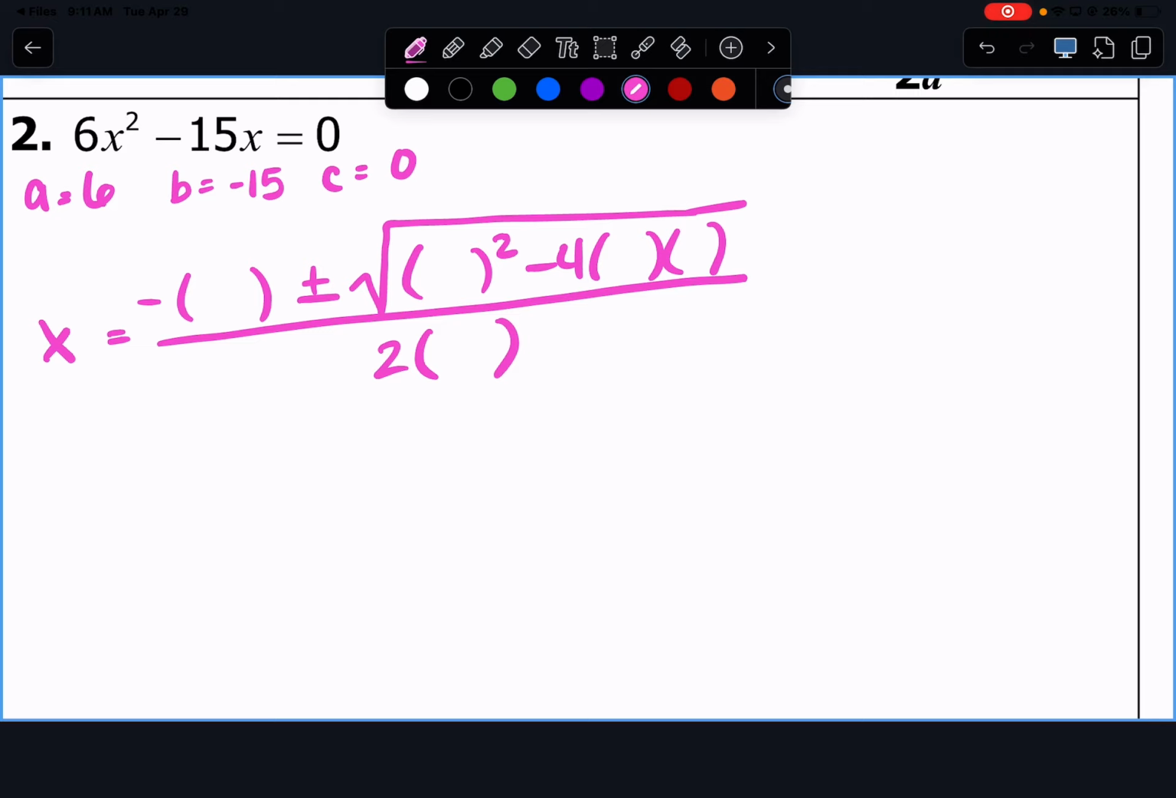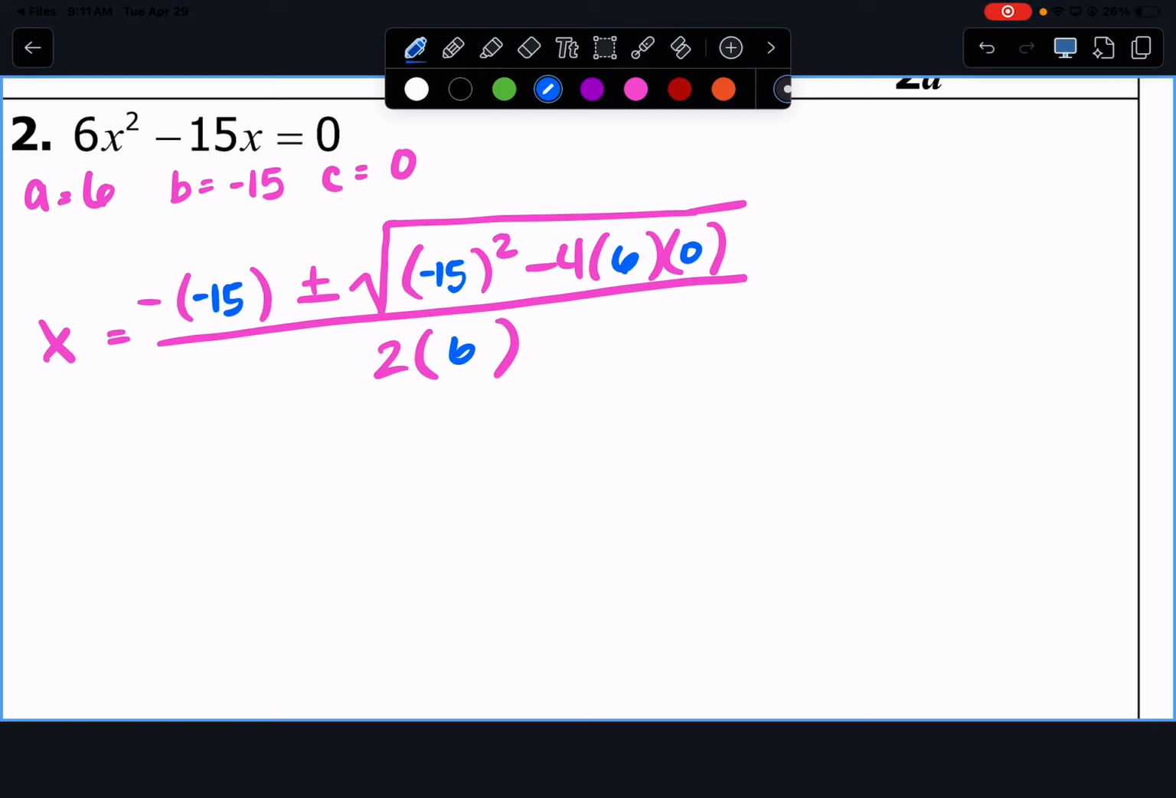All right, now, let's plug everything in. So first thing we plug in is B. Negative 15. Yep. Plus or minus the square root of b squared minus 4 times a times c, all over 2 times a.